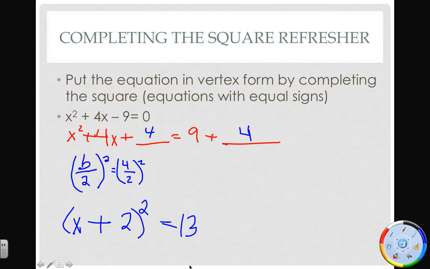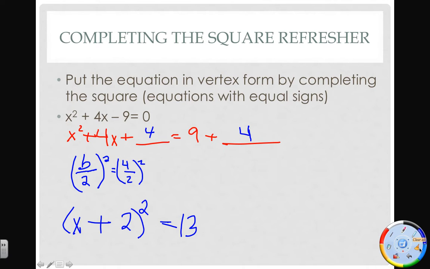Now, I know that's not exactly how we wrote our completed square or vertex form for quadratics, but we're going to kind of leave it like this. I'll show you what we're going to do with this 13 in a little bit. Okay, so that's that kind of case. That's where a is 1. The numbers are a lot nicer, a little bit easier to deal with.